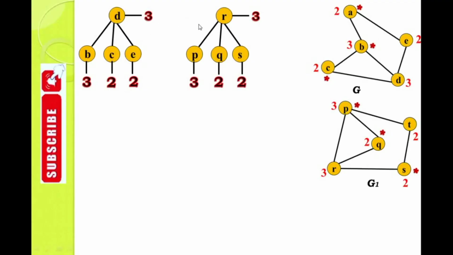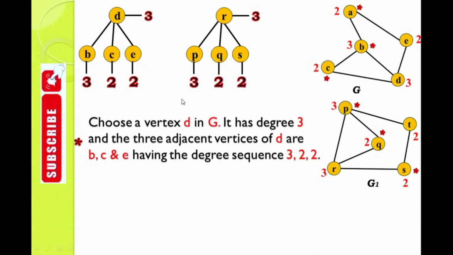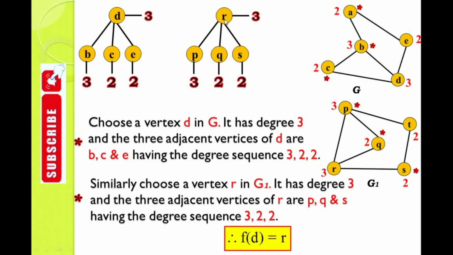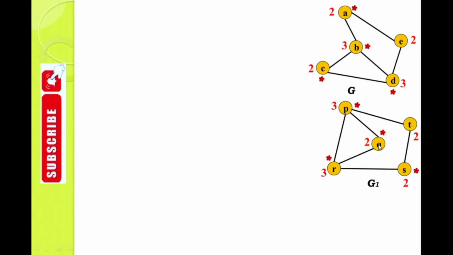vertices preserving and edge preserving. Therefore adjacency preserved is satisfied. So now we write a theory. Choose a vertex D in G. It has degree 3. There are 3 adjacent vertices of D: B, C, and E, having degree sequence 3, 2, 2. Similarly, choose the vertex R in graph G1. There are 3 adjacent vertices of R: P, Q, and S, having sequence 3, 2, 2. Therefore, f of D equals R. So D is related to R.